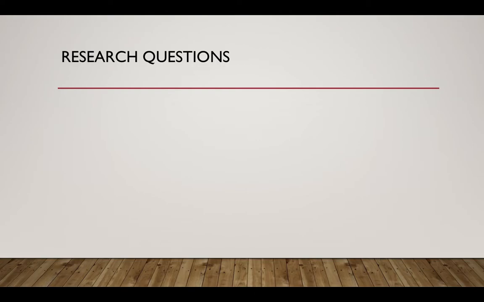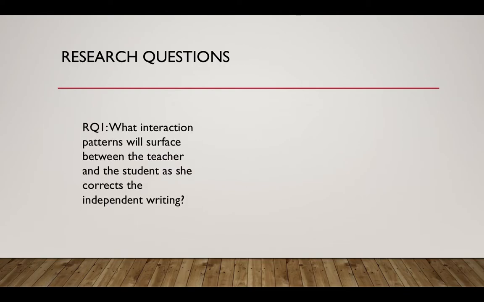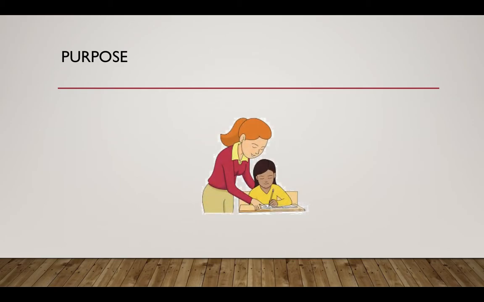There are 2 research questions. The first is what interaction patterns will surface between the teacher and her students as she corrects the independent writing? The second is, can discussing error be considered school literacy? The purpose of this study was to analyze correction of error by a teacher on a student's independent writing assignment.